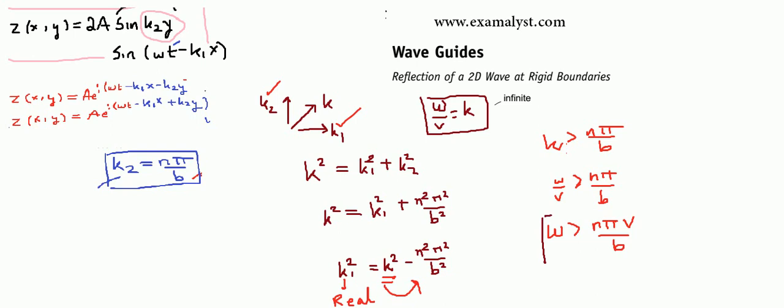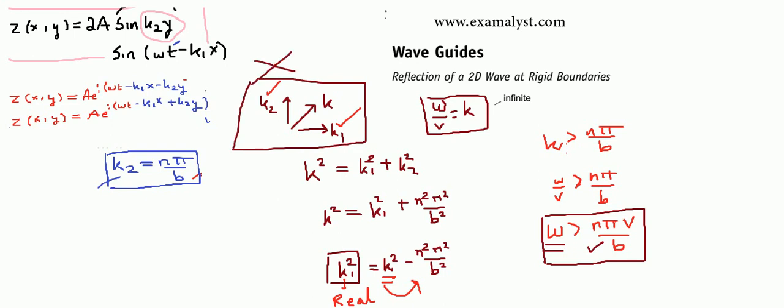Why is it called the cutoff frequency? Because if the frequency of the wave is not greater than this, so if the frequency of the wave is less than this, then k1 will become unreal. And if k1 becomes unreal, then this entire wave would not exist. So for the propagation of a 2D wave, the frequency or the omega of that 2D wave should be greater than a particular value, and that particular value is here n pi v by b, and this is called the cutoff frequency.